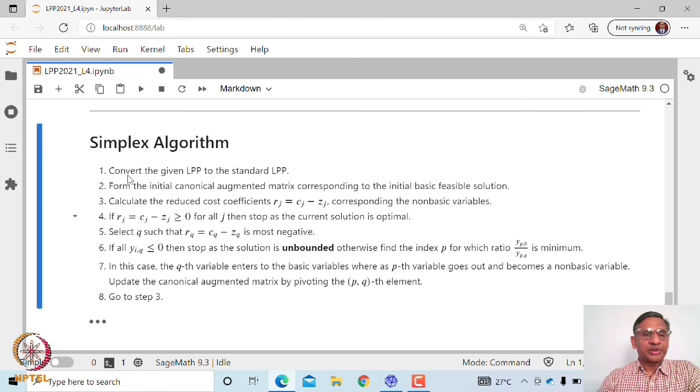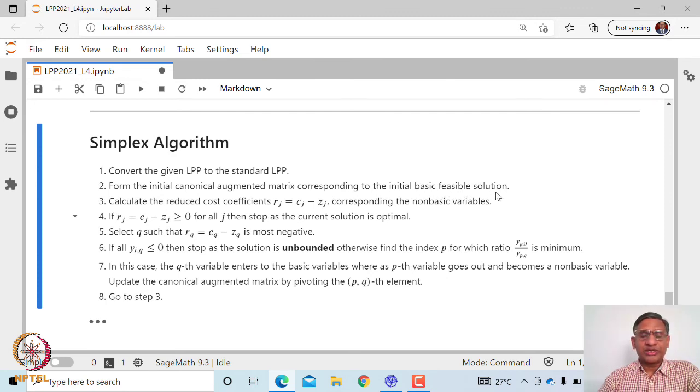The first step is to convert the given linear programming problem into a standard linear programming problem, which is minimization type, all constraints equality, all decision variables non-negative, and right hand side all non-negative. And we saw the steps that we can do in order to convert any linear programming problem into standard form.